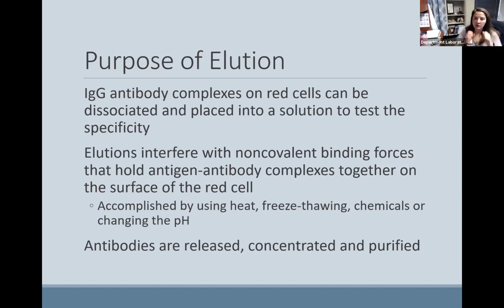The purpose of the elution is that we're really trying to determine what's coating patient cells. And this is of huge concern if your antibody is of IgG classification, meaning that it is clinically significant. Whether it be a heat treatment, Lui freeze, or some type of acid treatment, the elution will dissociate the antigen-antibody complex and allow the antibody to dissociate from the red cell membrane. So that's the purpose of elutions.